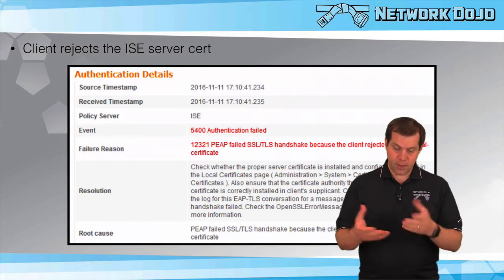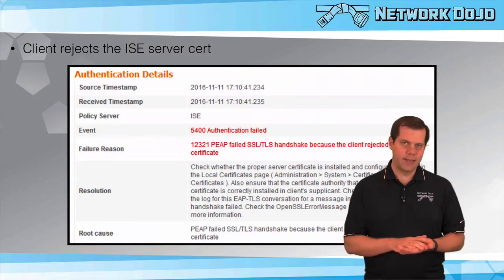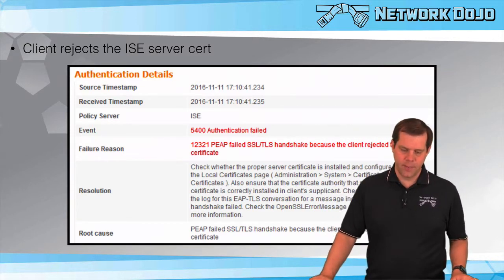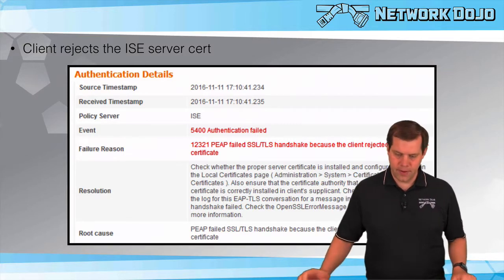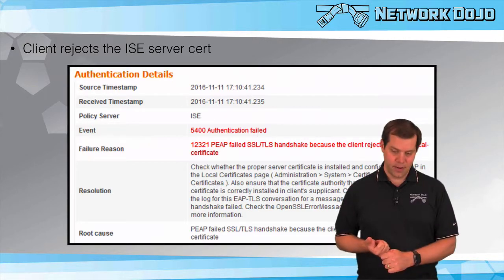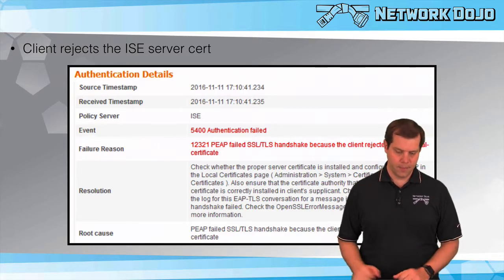So what if the client actually did reject the server cert? So we're using the wrong server cert. The client doesn't like it. The client rejects it. This is the type of error you would see. PEAP failed. In this case, it was a PEAP auth. Failed the SSL TLS handshake because the client rejected the ISE local certificate. So that's the error you would see if that's the case. Either you haven't installed the appropriate cert yet, or the cert's installed, but it's not configured for the EAP authentication part.